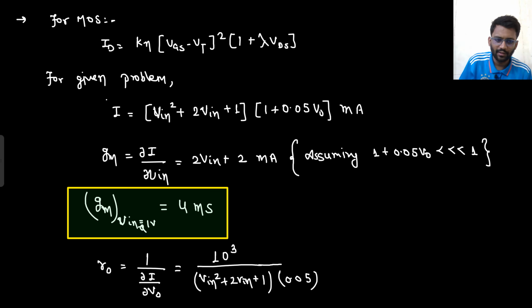Or I should write in this manner only. V in Q would be 1. So 4 into 0.05, and here 10 to the power 3 is already there. So 5 kilo ohm. So R naught value is 5 kilo.